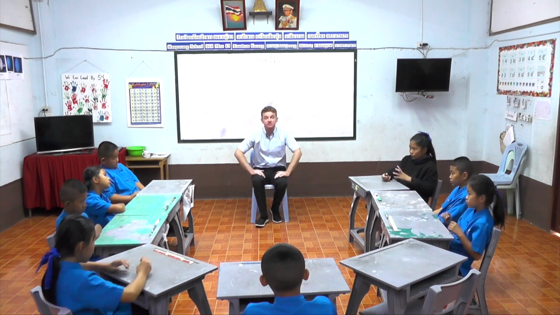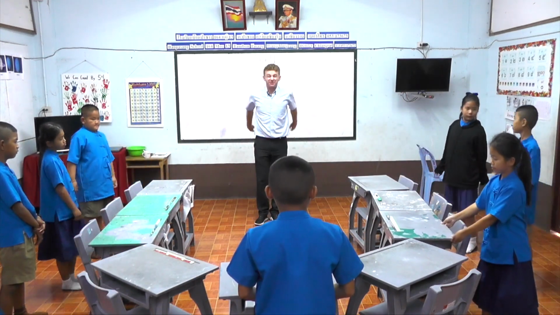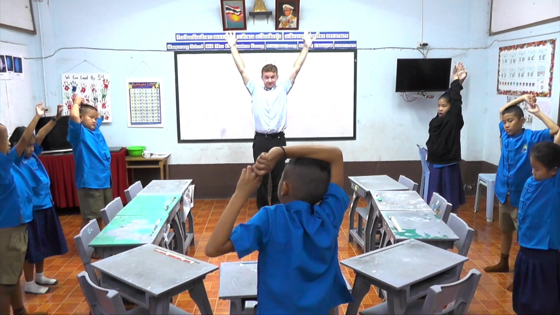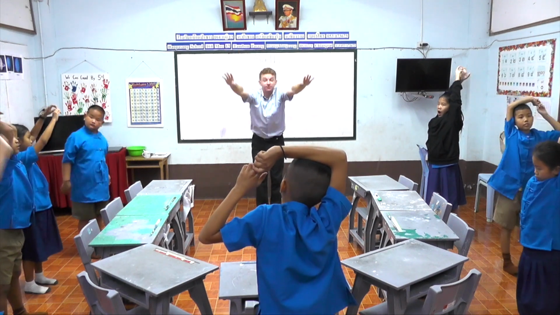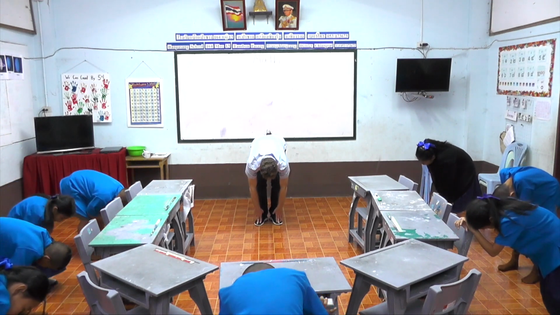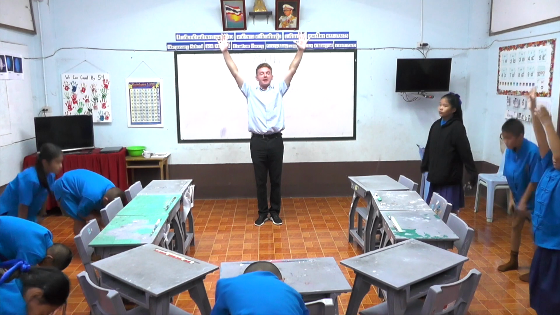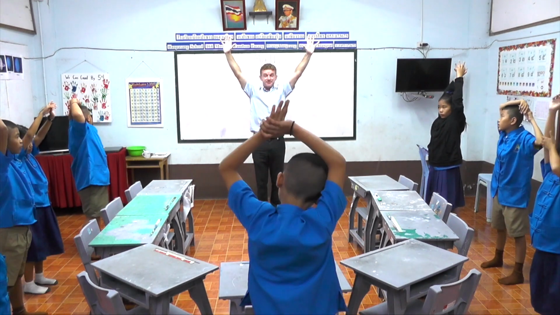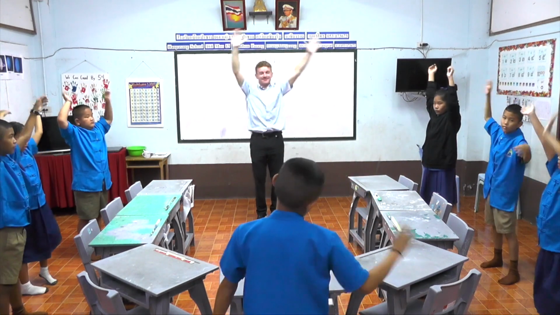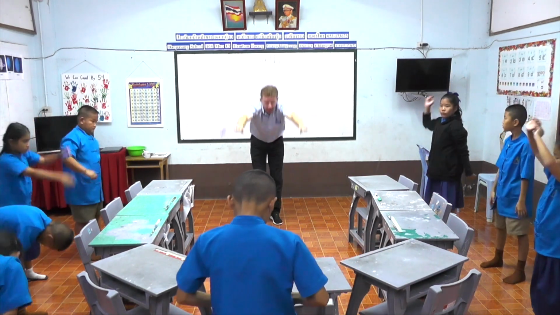Next, we'll do our stretch sequence. So let's stand up and push in our chairs. And we'll begin by stretching up high to the sky. High as we can. And then let's go down low and touch our toes. Back up high one more time. And this time, can we go tippy toe high? And while we're there, let's have a wave side to side. And then back down to touch your toes once more.